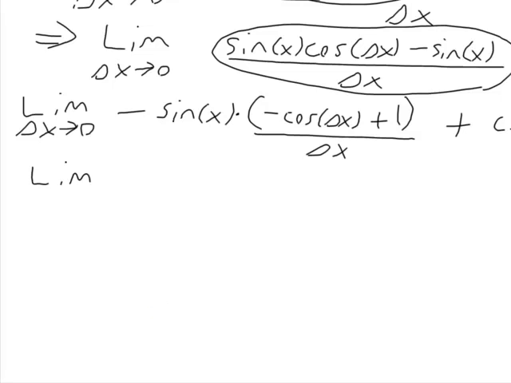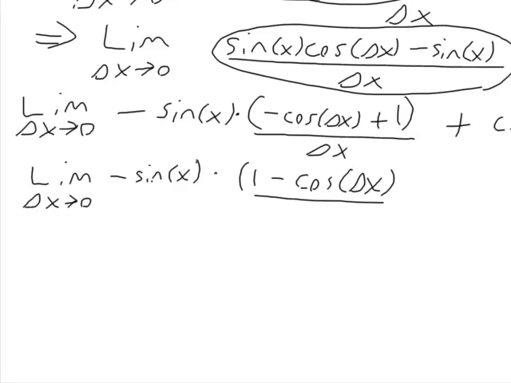I'll rewrite it, splitting it into two limits. It's the limit as delta x approaches 0 of the negative sine of x times, rewriting the top portion here as 1 minus the cosine of delta x over delta x, and then writing our limit separately on the other side, plus the limit as delta x approaches 0 of the cosine of x times the sine of delta x over delta x.